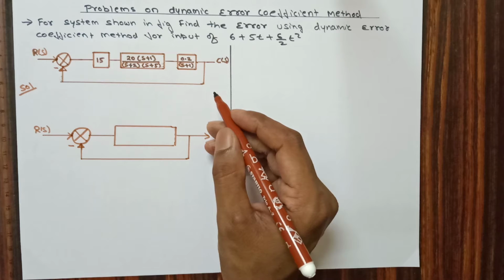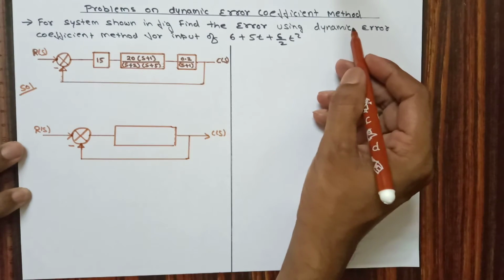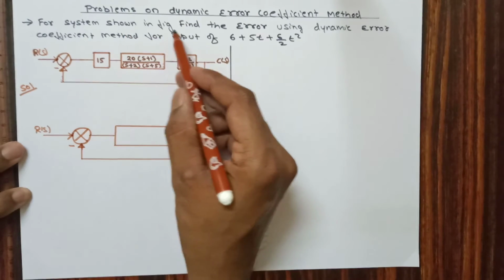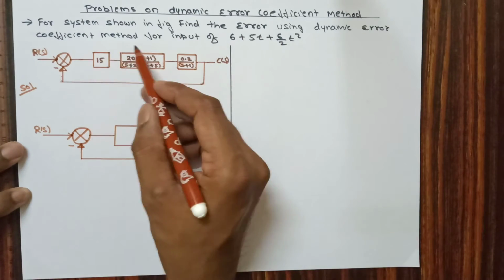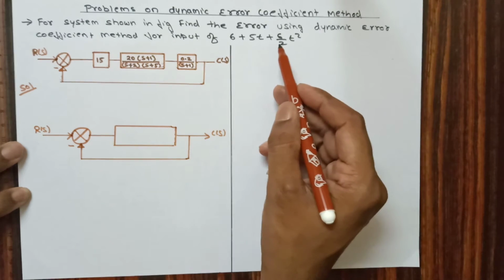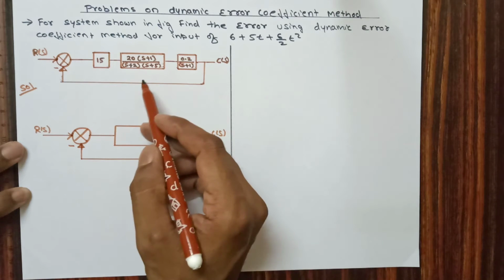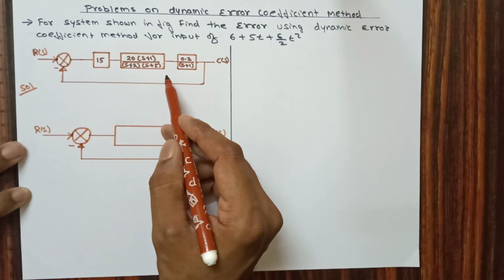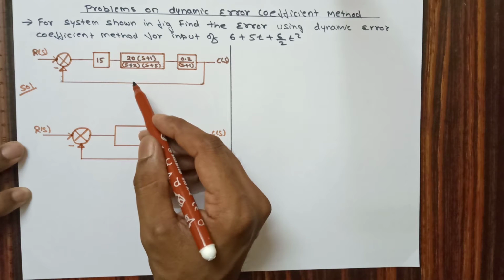Today we are going to solve some problems on dynamic error coefficient method. For the system shown in the figure, find the error using dynamic error coefficient method for an input of 6 plus 5t plus 6 by 2 t square. And this is the block diagram given. From this, we need to determine the dynamic error.